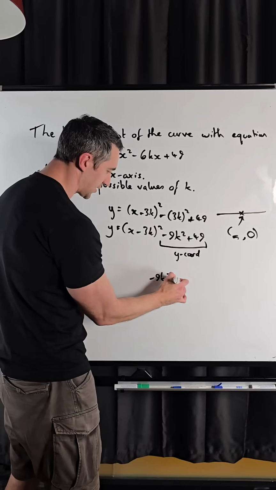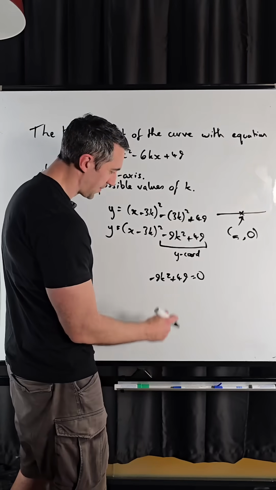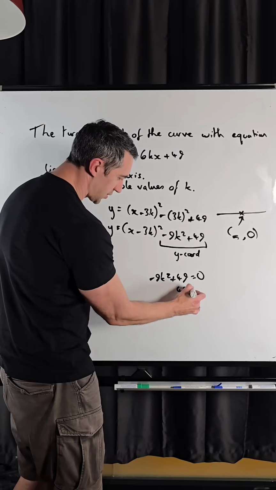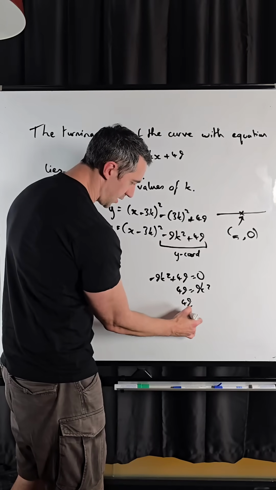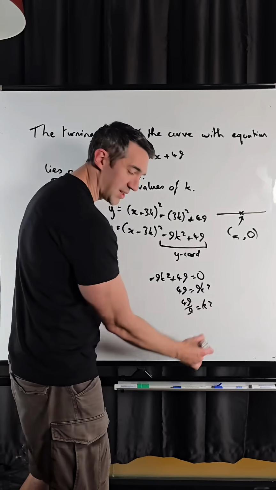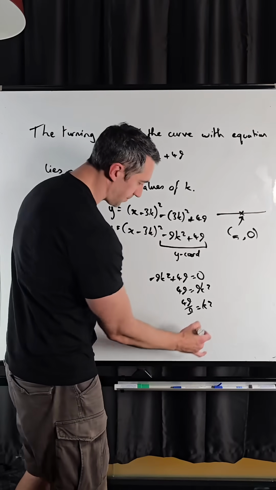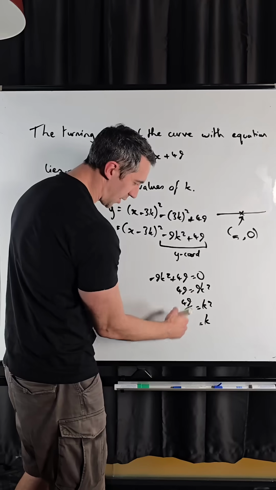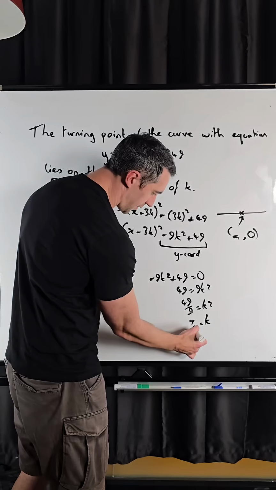So we've got minus 9k squared plus 49 equal to 0, so it's going to sit on that x-axis. Bump this 9k squared across. Divide everything by 9, which gets us 49 over 9 equals k squared. Final step, you guys know, we're going to take a square root. Fortunately 49 and 9 are both nice square numbers, so I'm going to get 7 over 3.